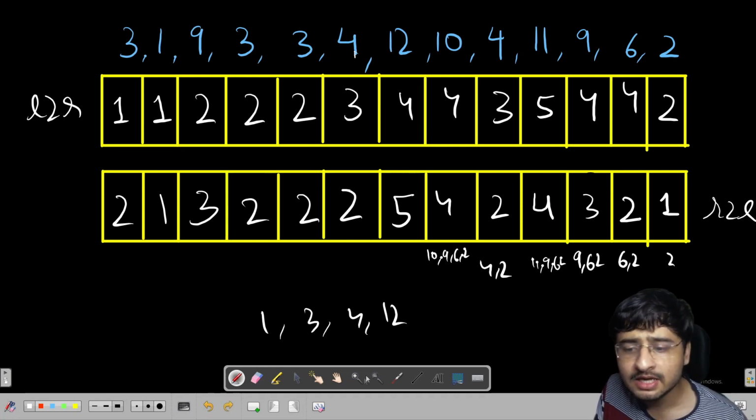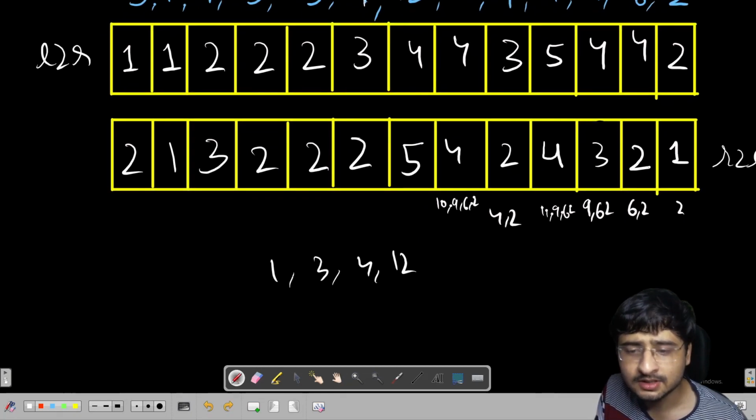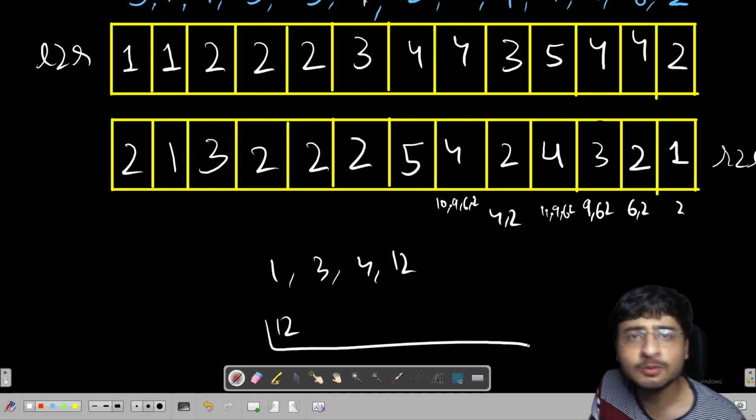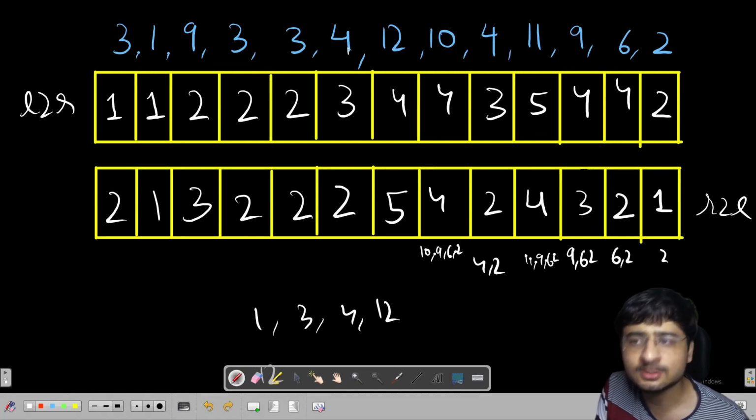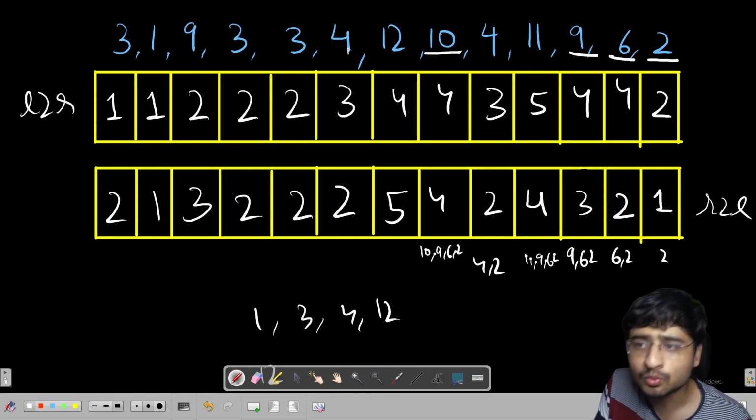12 is saying, if I am the first person, or you can say the last person, of the longest increasing subsequence formed by going in the reverse order of this array, I am able to form a length of 5. Let's see what that length is. So let's say 12 is standing behind this 10. Let's say 10 is standing behind this 9. And let's say 9 is standing behind this 6. 6 is standing behind this 2.